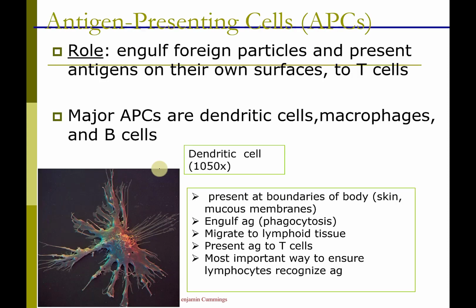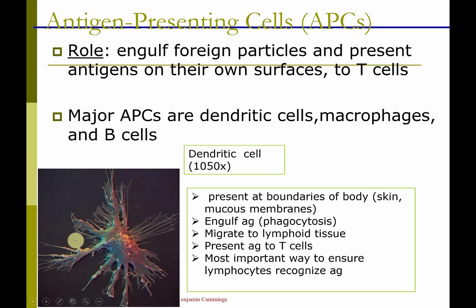Okay, so we said these are the cells of the specific defense, and we have two, the T lymphocyte and the B lymphocyte. But there is one more group of cells that is really important called antigen-presenting cells, or APCs. Antigen-presenting cells do just what their name suggests. They present the antigen to the B cell or the T cell. Again, their role is to engulf foreign particles and present the antigens on their surface, in this case to T cells. Major antigen-presenting cells include dendritic cells, macrophages, and B cells.